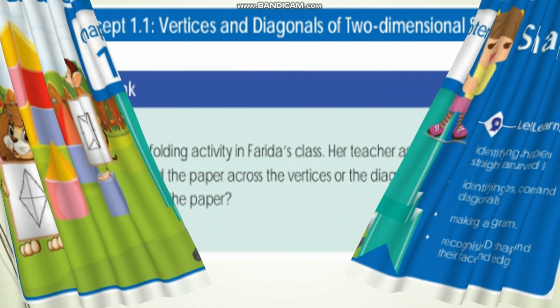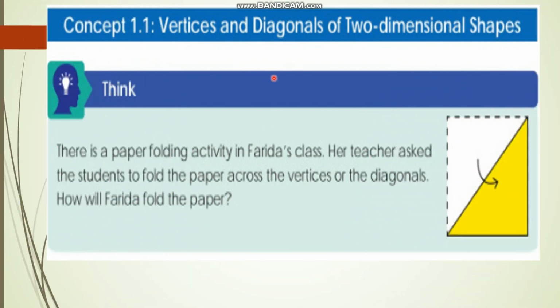The first topic of this chapter is vertices and diagonals of two-dimensional shapes. Here is a situation. Let's read it. There is a paper folding activity in Farida's class. Her teacher asked the students to fold the paper across the vertices or the diagonals. How will Farida fold the paper?